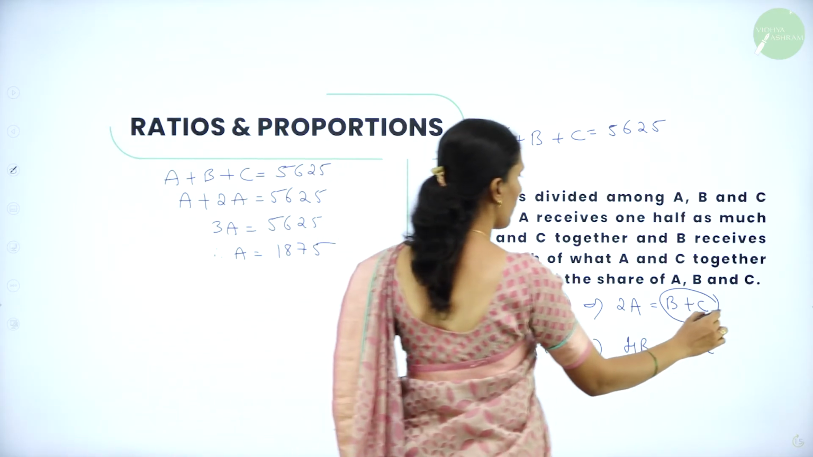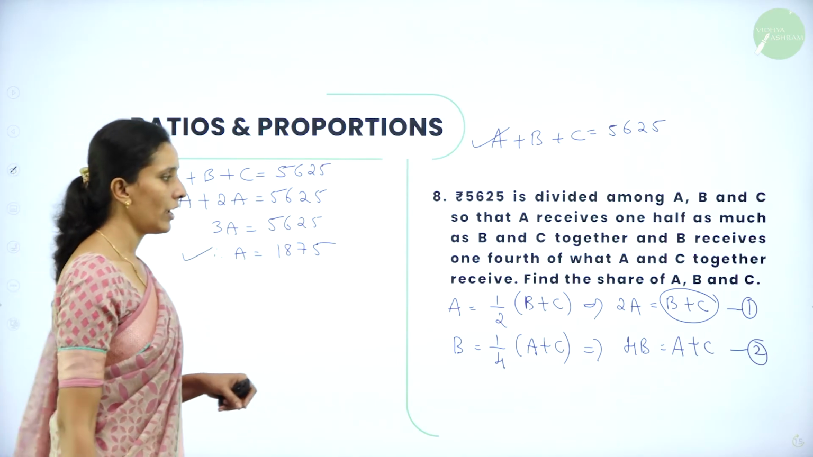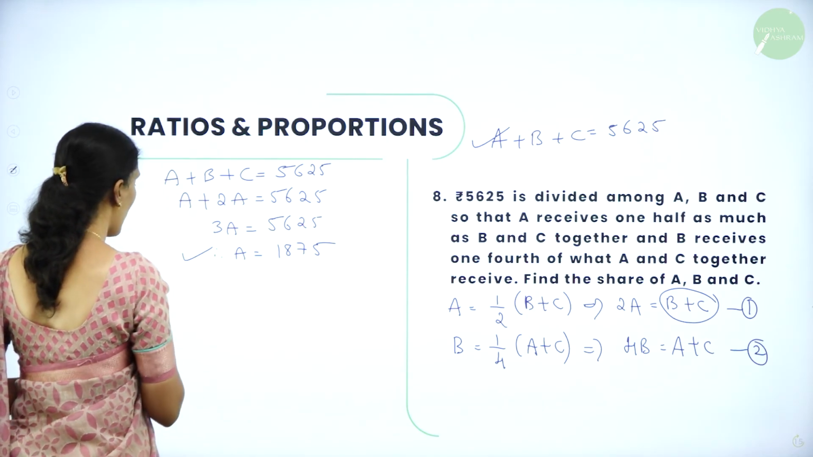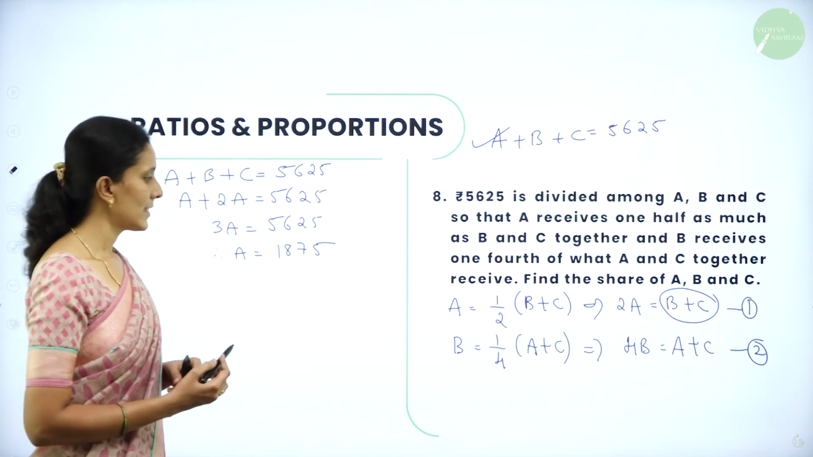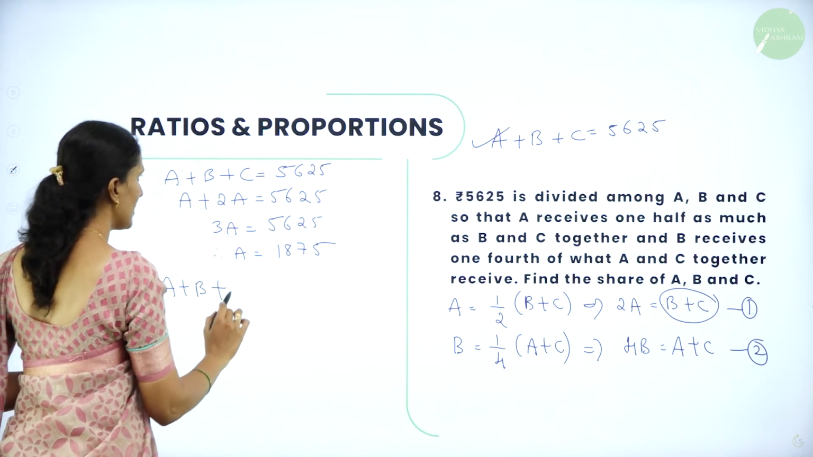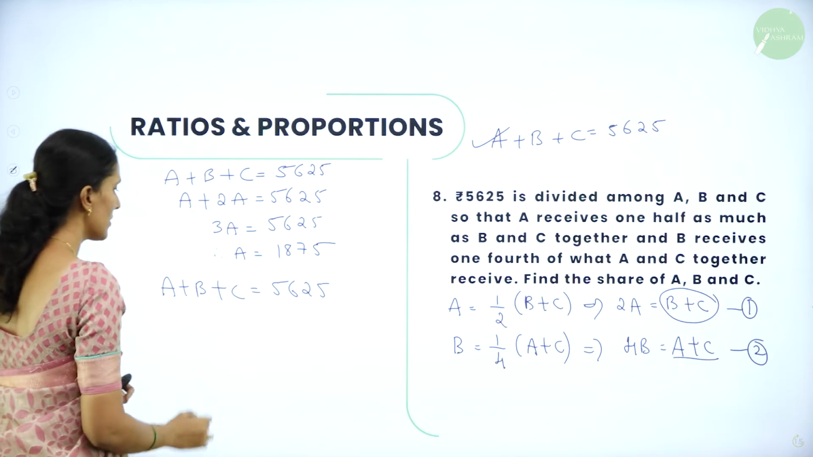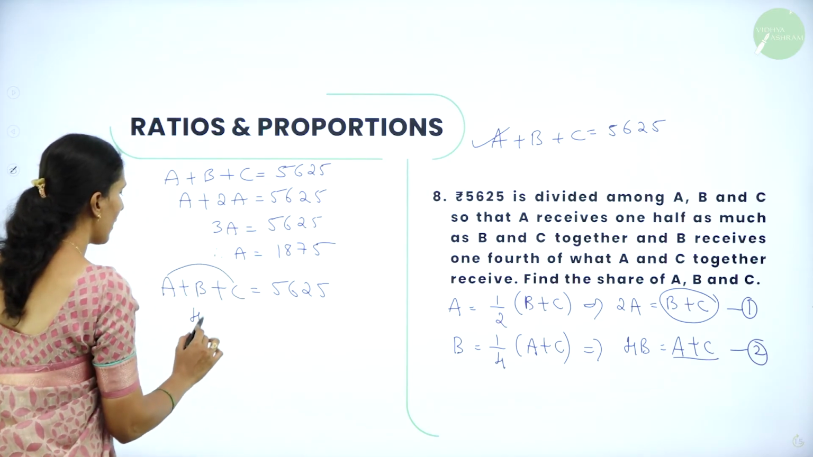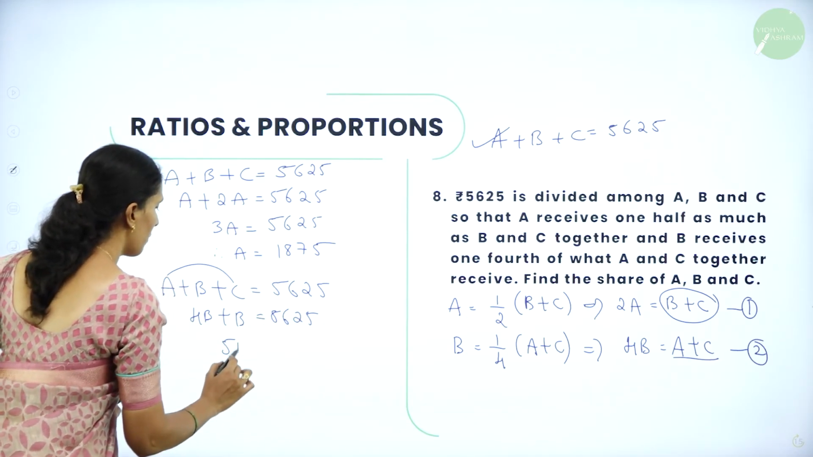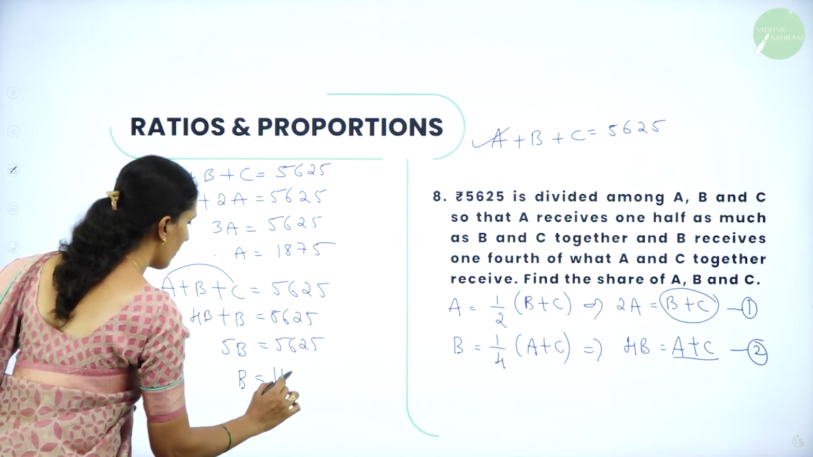Next, take this as equation 1 and equation 2. Now, in both the cases, you know the value of A. You can find what is B and what is C. So, when I substitute, now you got A is equal to 1,875. Again, I'll use the same equation, that is A plus B plus C is equal to 5,625. From equation 2, A plus C is 4B. So, instead of A plus C, I'll write 4B plus B is equal to 5,625. That is 5B is equal to 5,625 or B is equal to 1,125.